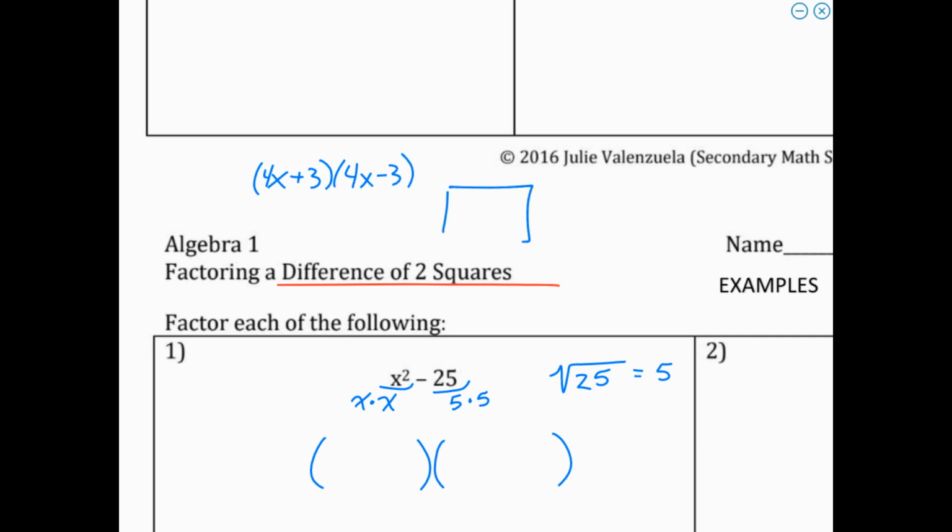And when I multiplied them all out, however you multiply, whether you did the box method or not, we would have 4x times 4x is 16x squared. 4x times negative 3 is negative 12x. 4x times positive 3 is positive 12x. And 3 times negative 3 is negative 9. What happens to my two middle terms right here? They cancel each other out.